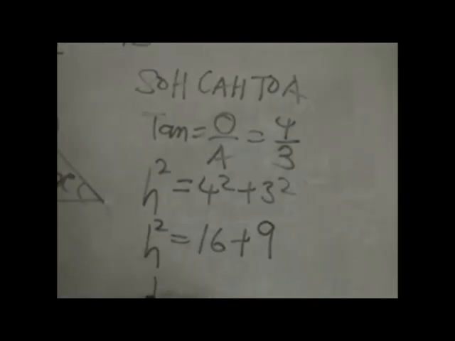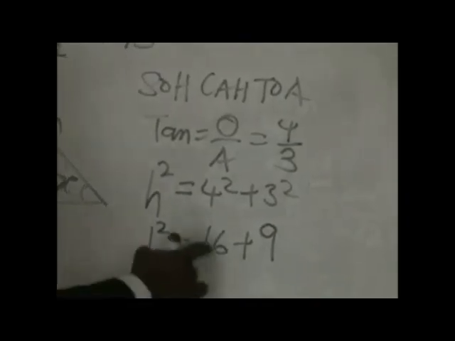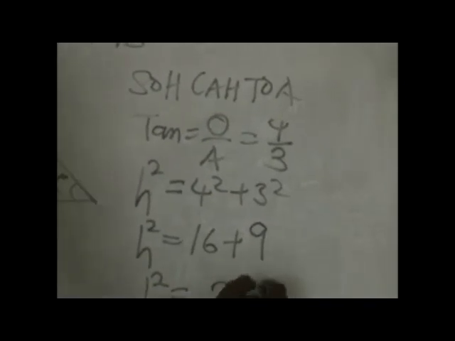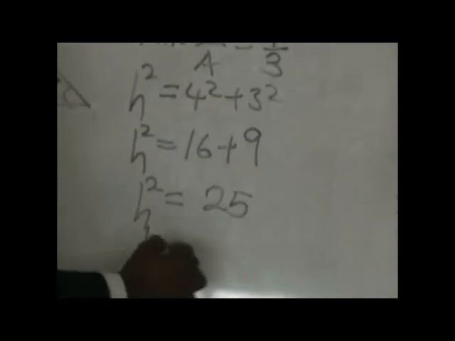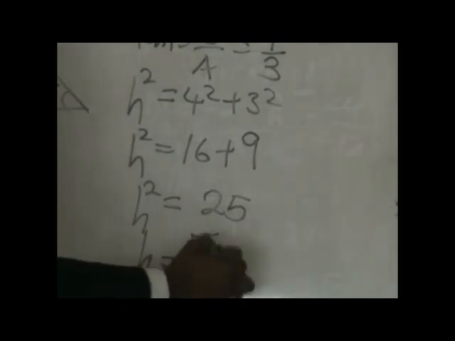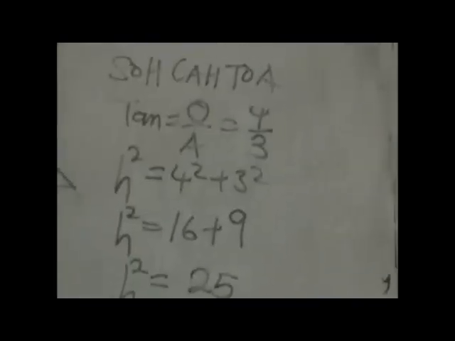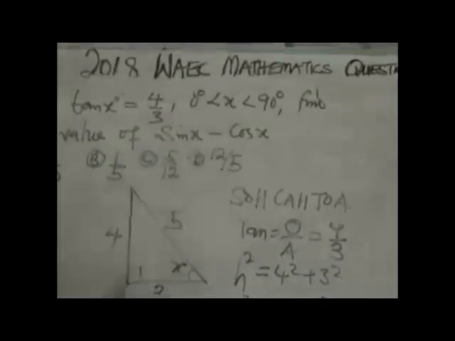Okay, this becomes H square. 16 plus 9 will give us 25. So in order for us to get the hypotenuse, it becomes the square root of 25, which is what? 5. That means the hypotenuse becomes 5. So the hypotenuse is 5, the opposite is 4, while the adjacent is 3. Now we are asked to evaluate sin x minus cos x.